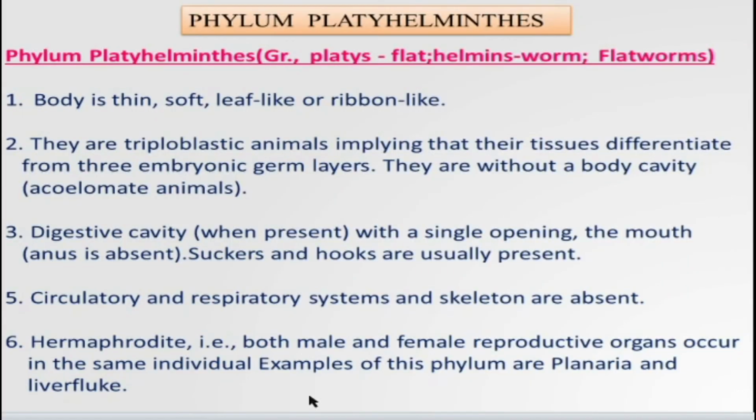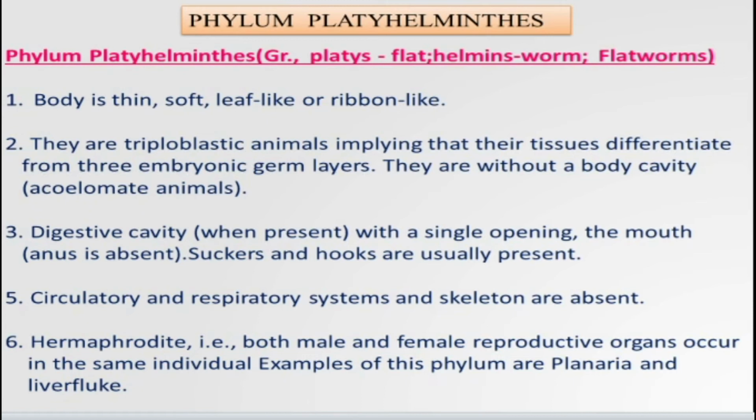A third phylum, Platyhelminthes, flatworms. The body is thin, soft, leaf-like or ribbon-like. They are triploblastic animals, implying that their tissues differentiate from three embryonic germ layers. They are without a body cavity, acoelomate animals.